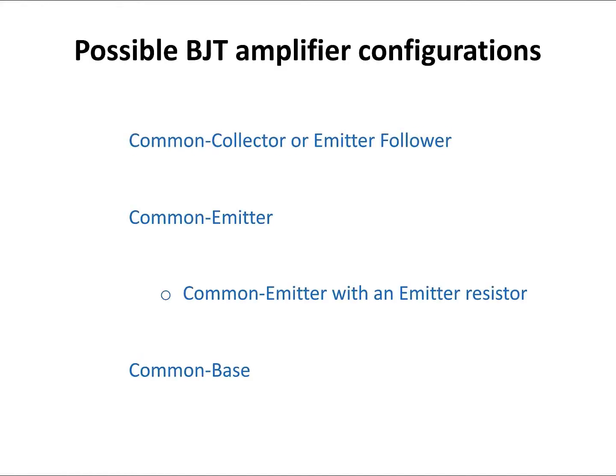Let's look at the transistor amplifier configurations. There are three possible BJT amplifier configurations: common collector or emitter follower, common emitter, and common base configuration. Common emitter configuration can be modified to common emitter with an emitter resistor configuration. We are going to study each one of these configurations other than the common base amplifier, which we are not going to cover in EC65.